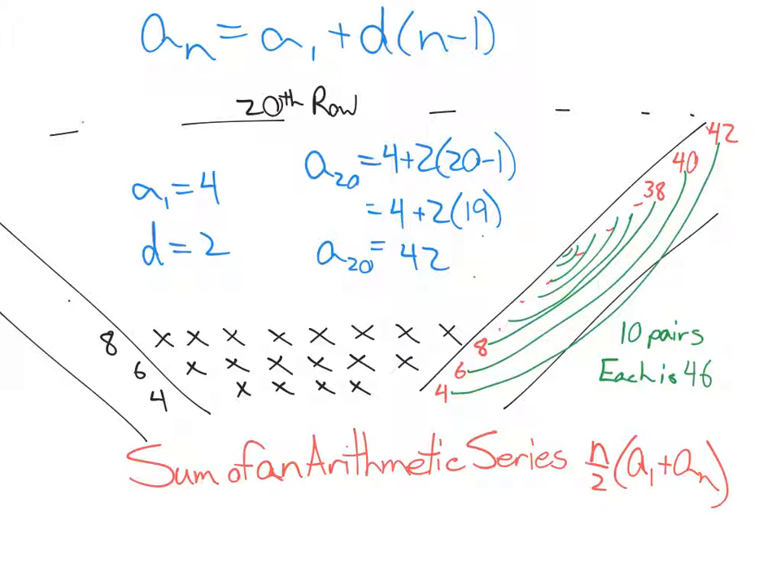So, think with me here. We have 4 in the first row, 42 in the last row. There are 20 rows, so that means there's going to be 10 pairs. And that means that this is going to be 10 times 46, or 460 seats in this whole thing. We can fit 460 seats in this auditorium as we've designed it. That's so many seats.